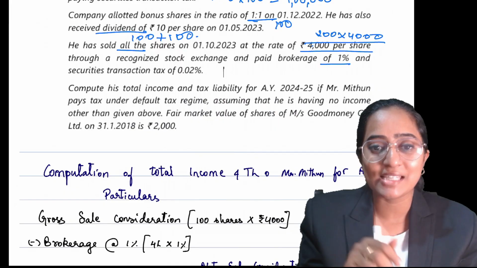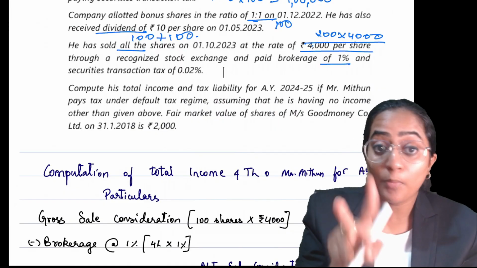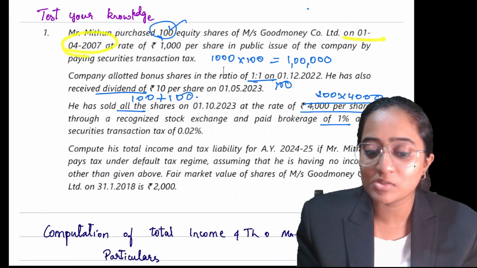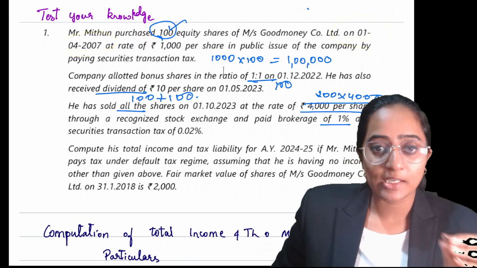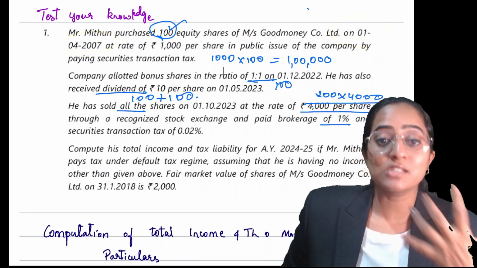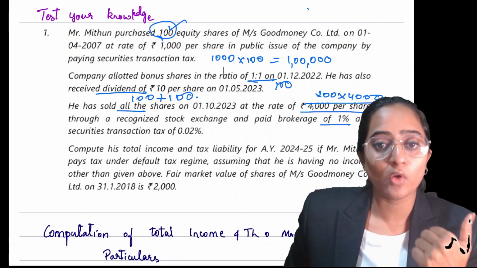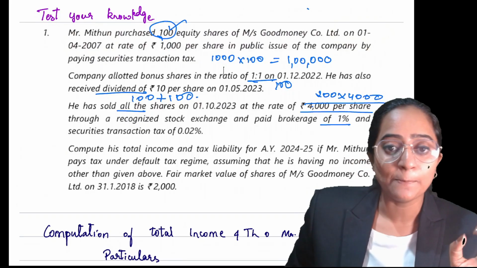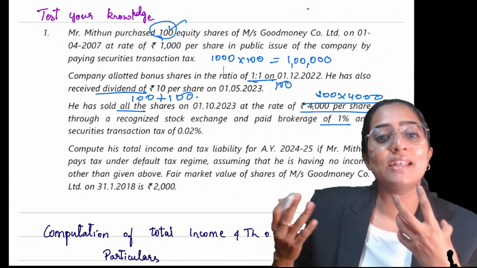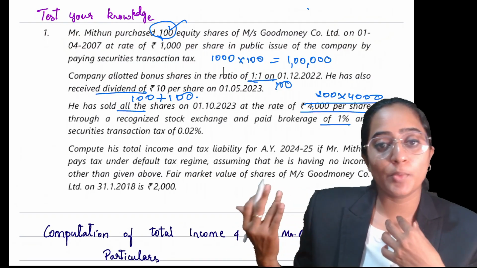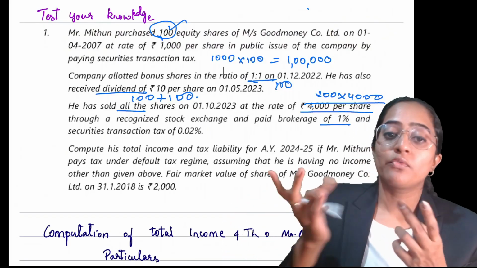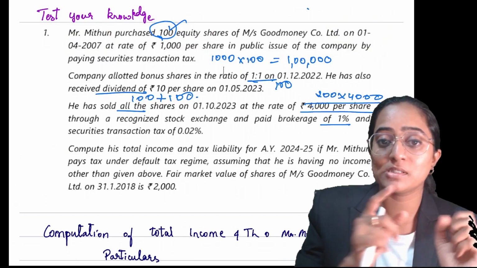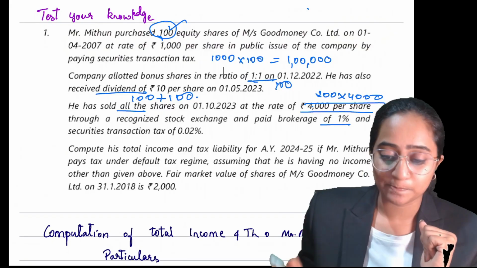One is original shares and one is going to be your bonus shares. The original shares were purchased on 1/4/2007. For listed shares, if you are holding them for a period of less than or equal to 12 months, it is called a short-term capital asset. If you are holding them for more than 12 months, then it is called a long-term capital asset. From a long-term capital asset, you determine long-term capital gain. From a short-term capital asset, you get short-term capital gain.